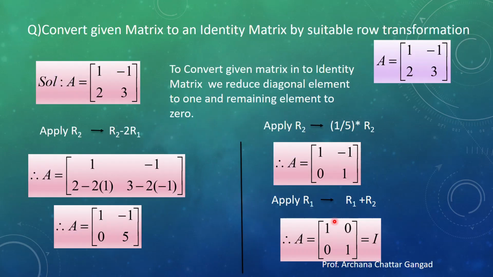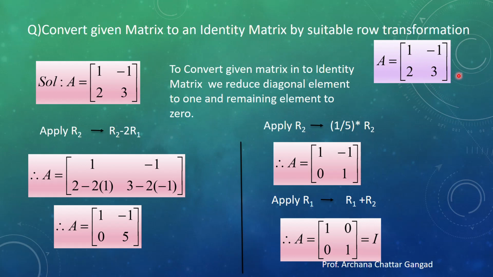Now the next is convert the given matrix to the identity matrix by a suitable row transformation. Now here we have to apply the row transformation only. Which matrix is given to us? Matrix A is given 1 minus 1 and 2 3. The order of that matrix is 2 by 2, that is 2 rows 2 columns.